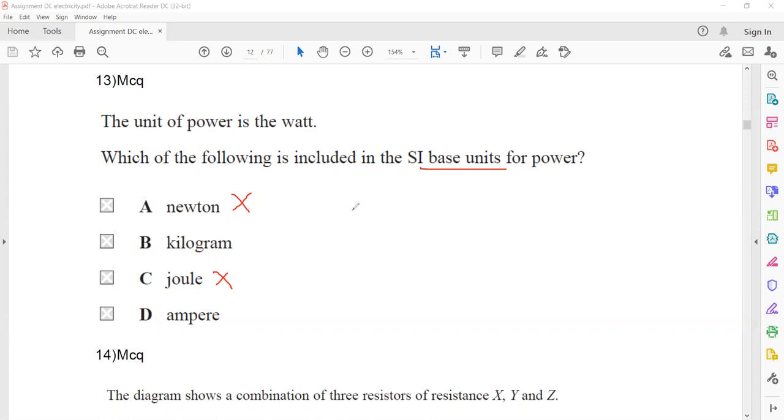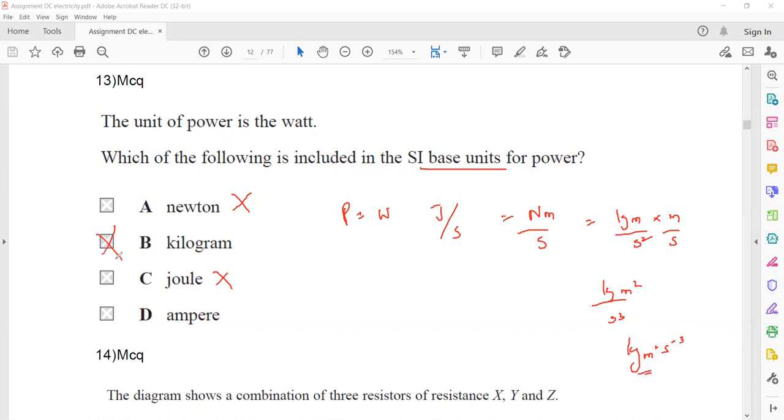But when we write for power, as we know, the unit of power is watt, or it is joules per second. Joule is newton meter, and newton itself is kilogram meter per second square. This will be multiplied by meter and second. So when we solve, kilogram meter square second raised to power minus 3. The base unit involved is kg, not ampere. So B is the right answer.